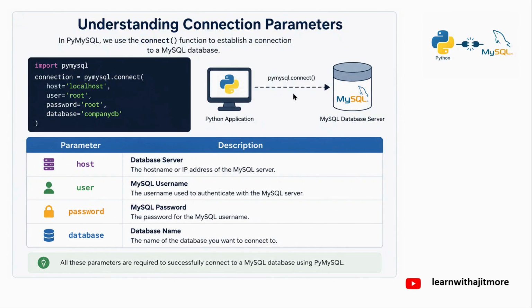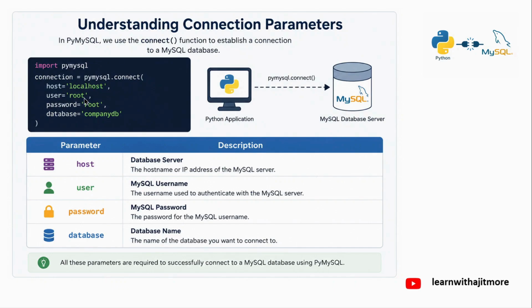But suppose it is distributed, and your MySQL server is on some different machine. Then you have to give the IP address of that machine on which MySQL is running here. So the host is actually the IP address of the machine on which your MySQL database server is running.